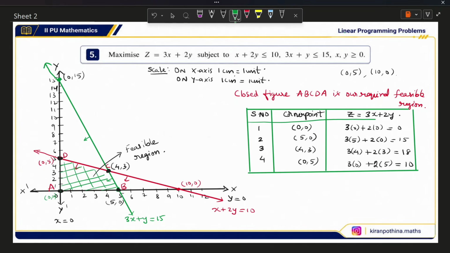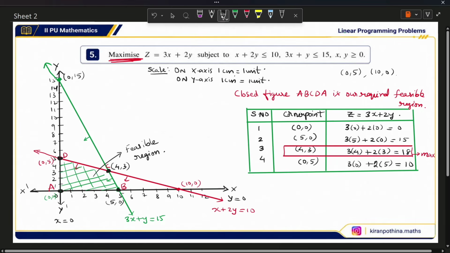Now, one more important thing: after getting the values like this, observe the question. They are asking to maximize. Maximize means we need to find the maximum value. So what is the maximum value out of 0, 15, 18, 10? It is 18, right? You highlight that box, so that whoever corrects your answer sheet will easily identify the maximum value. After identifying, you write "maximum".